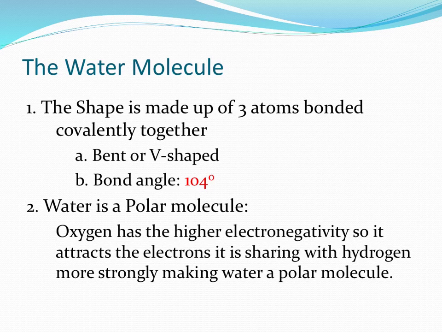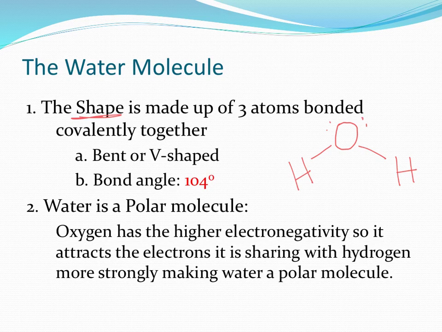The first thing we need to look at for the water molecule is the shape. The water molecule has 3 atoms, 2 hydrogens and 1 oxygen. And when you do the Lewis structure, there are 2 bonds and there are 2 lone pairs around the oxygen. So when you have 2 bonds on a molecule and then 2 lone pairs, that's going to make a bent or V-shaped molecule. And our bond angle here is 104 degrees.